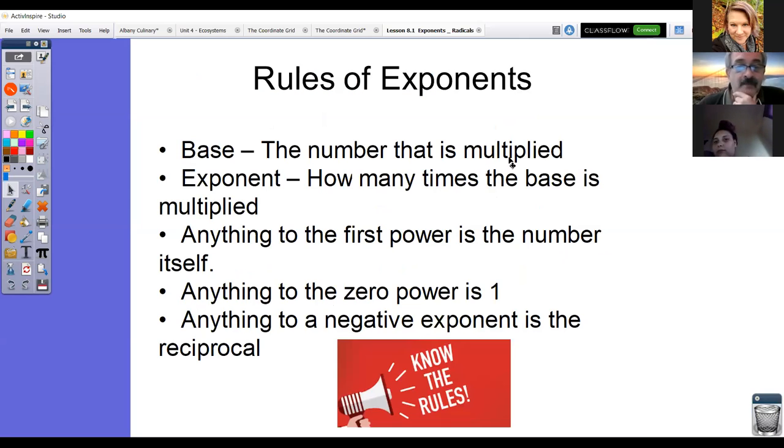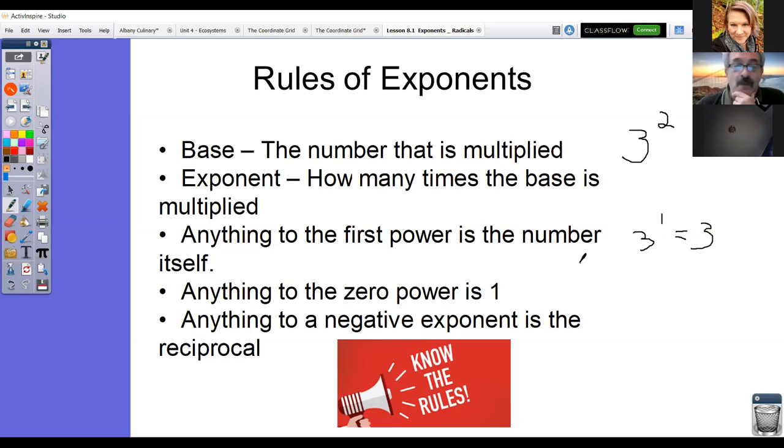Definitely favor that. So, some rules of exponents. The base, again, is the number that is multiplied. So, base. All right, so your base is the number that is multiplied, which is 3. The exponent is how many times it's multiplied. Another rule is anything to the 1st power is itself. So 3 to the 1 is just going to be 3.